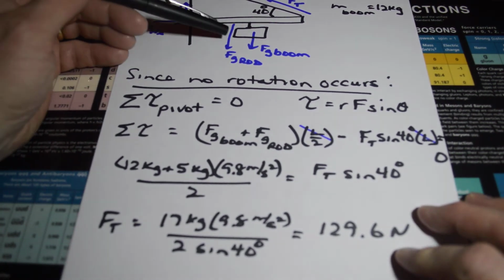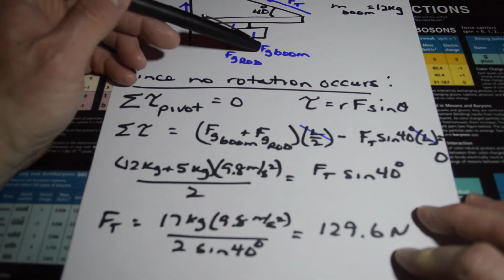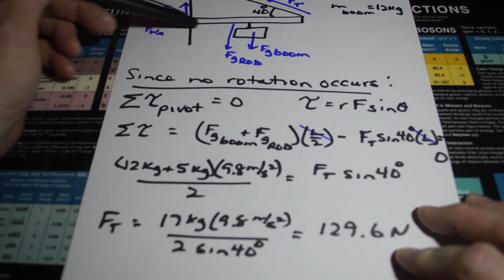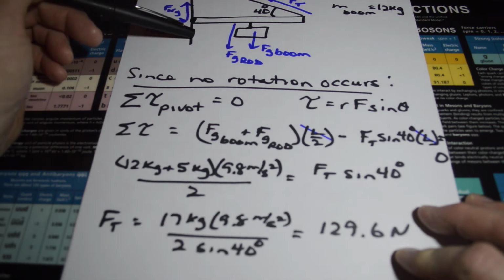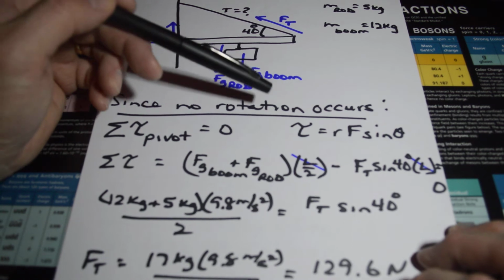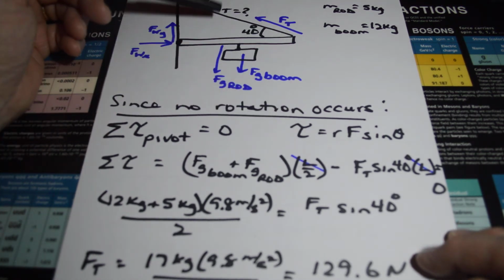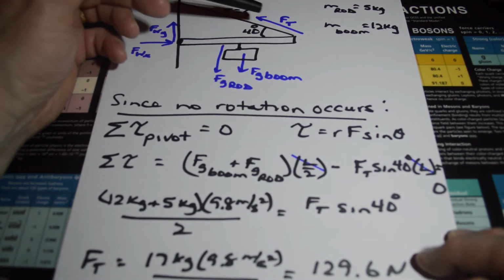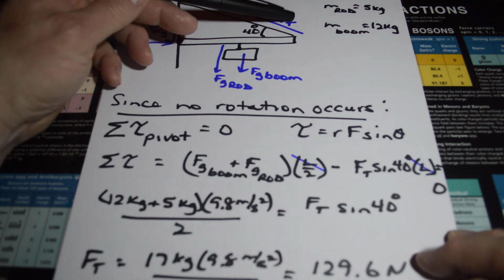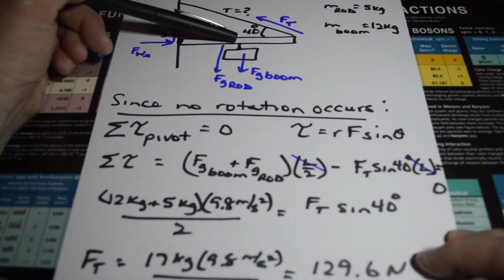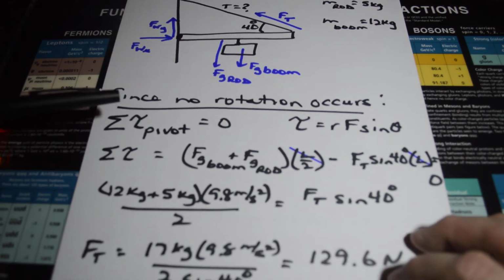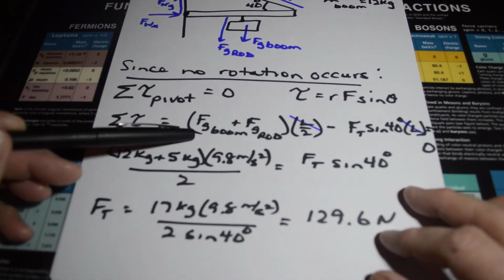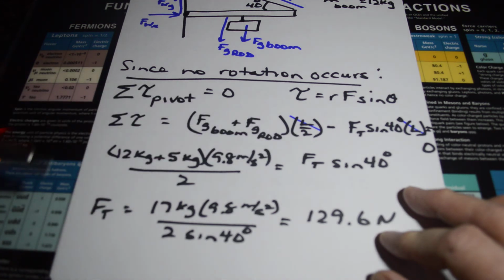So it's going to be the force due to gravity of the rod and the force due to gravity of the boom times whatever the distance is there, which would be the length of the rod divided by 2. And the torque due to the tension in the cord would be the Y component, Ft sine of 40 degrees times the length of the whole rod. So you can see that's where this equation comes from.